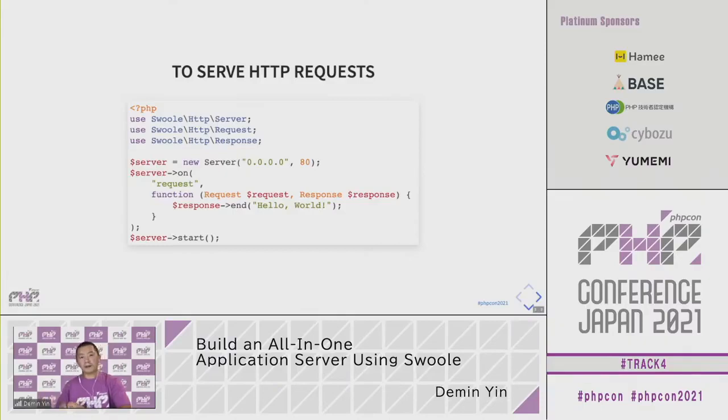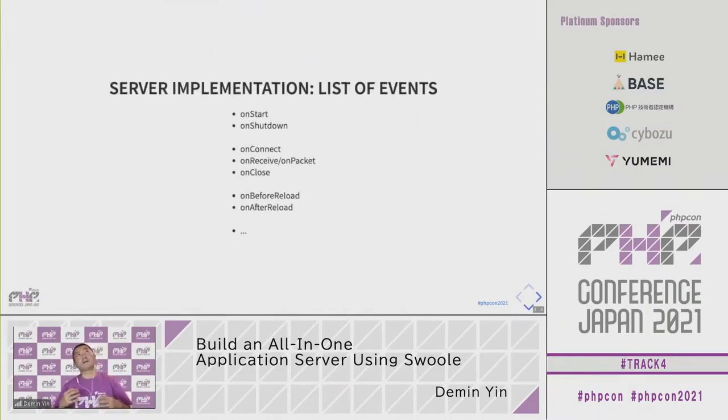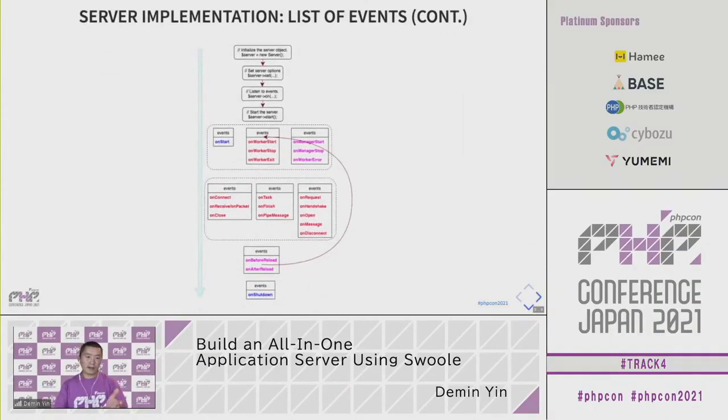But you see, there is something happening here. Besides the request event in Swoole, there are a bunch of different events there, probably over 17 different events, and there could be more events being added. And these events are happening at different stages when a server is being started or when a server is running, and they are for different purposes. To help us understand the different events, I drew a picture like this here. And you can see that different types of events are grouped together with different colors.